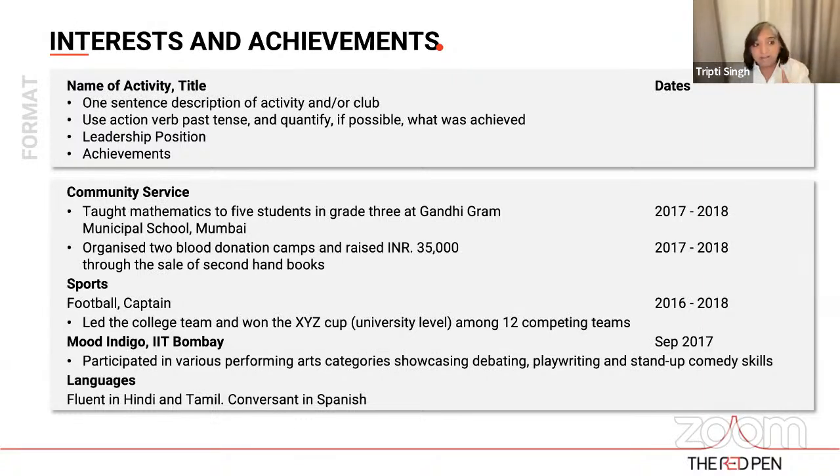Again, name of your activity, and then 1 sentence on the club. But if the club doesn't really matter, it was just a one-time thing that you did, then just go ahead and write what you did with a past tense verb. Taught mathematics to 5 students in grade 3 at Gandhigram Municipal School or at a local municipality school in Mumbai. That's good enough. Organized 2 blood donation camps. And then what happened? Raised 35,000 rupees through the sale of second-hand books.